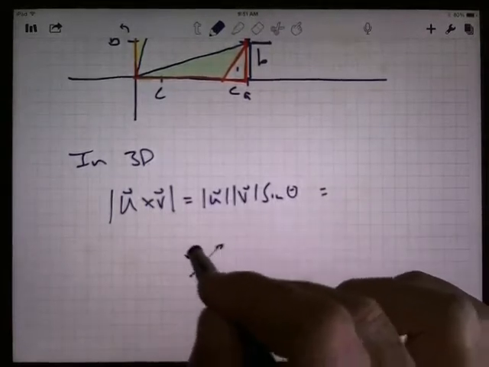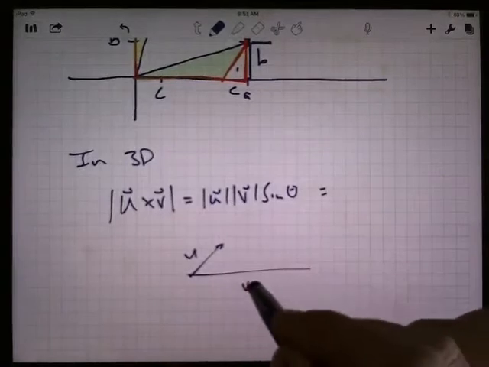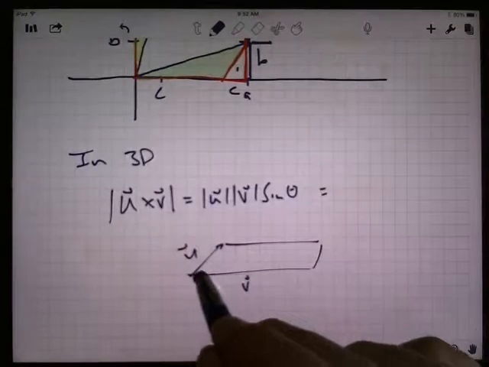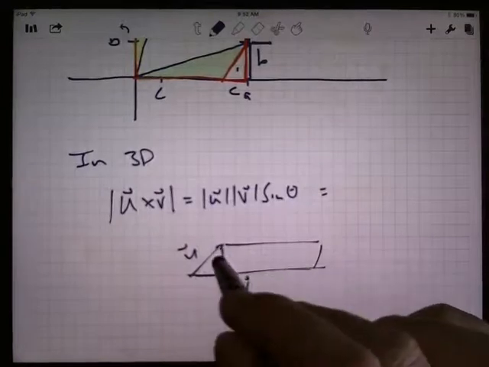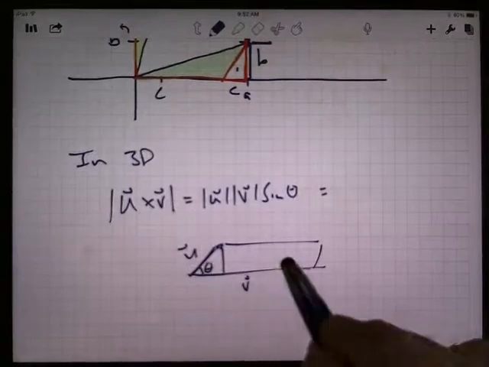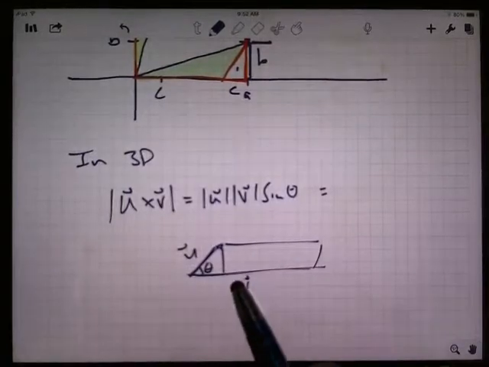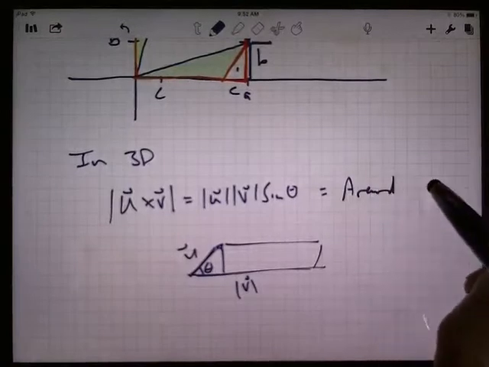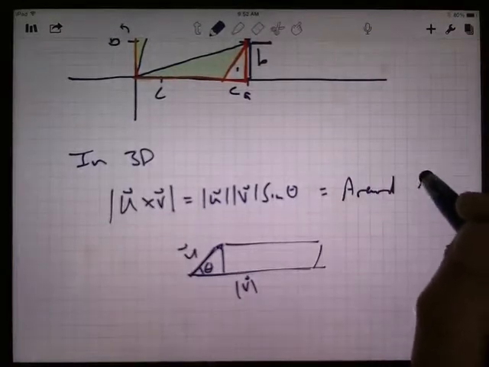If this is U and this is V, then the parallelogram has area base times height. Well, the height is that hypotenuse times the sine of that angle. Well, that's exactly what this is. So this is the area of the parallelogram.